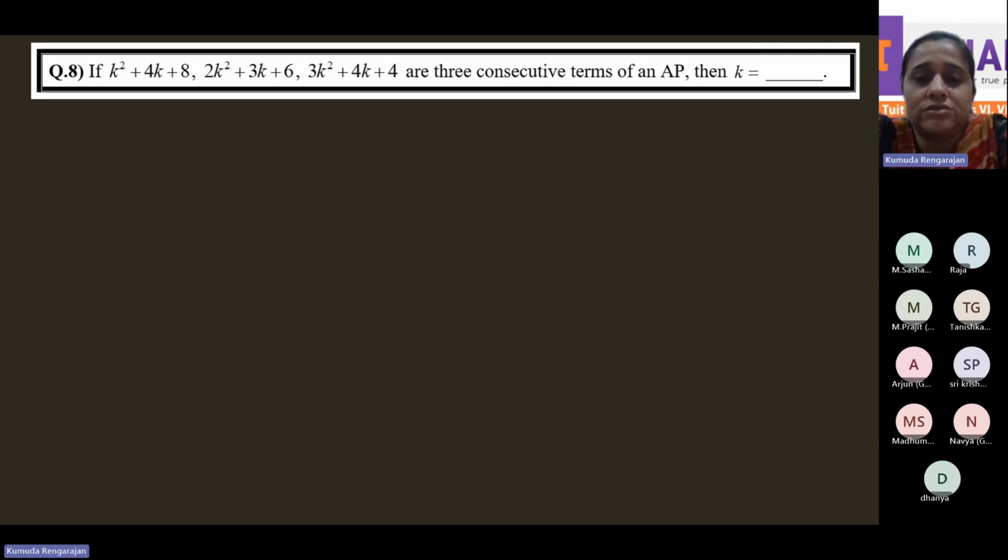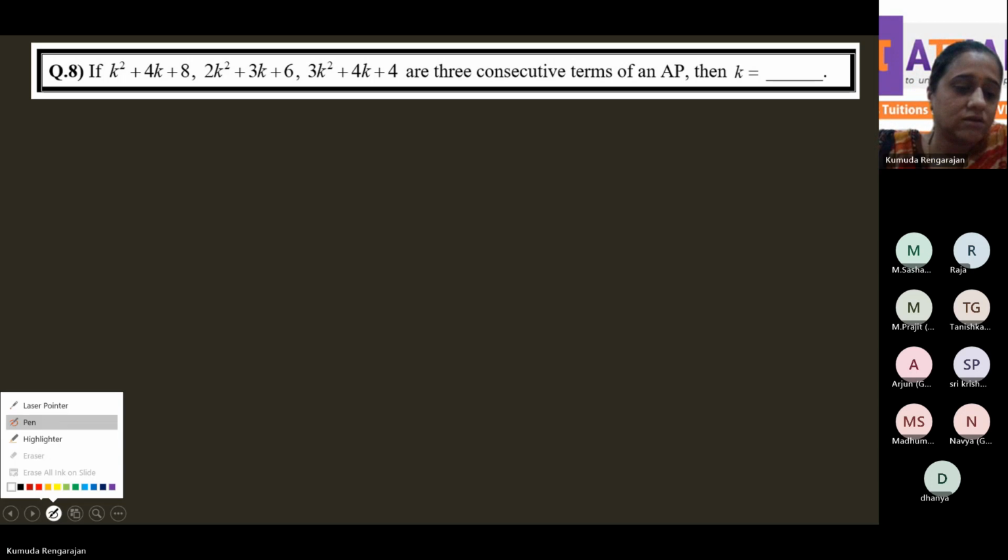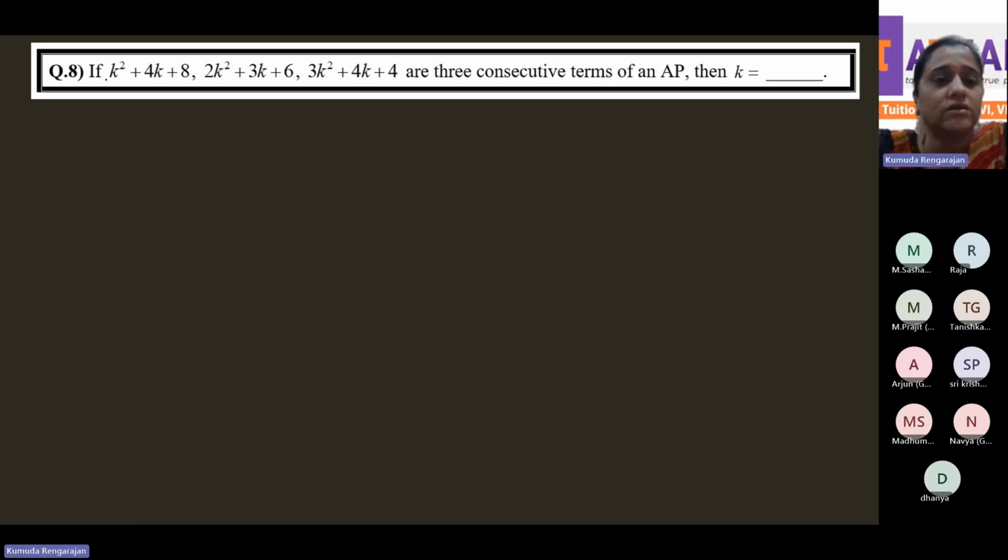So we have some expressions that represent the three consecutive terms of an AP. We need to find the value of K. Okay, so these are three consecutive terms. This is one term, this is the next one, this is the next one. There are three consecutive terms of an AP.